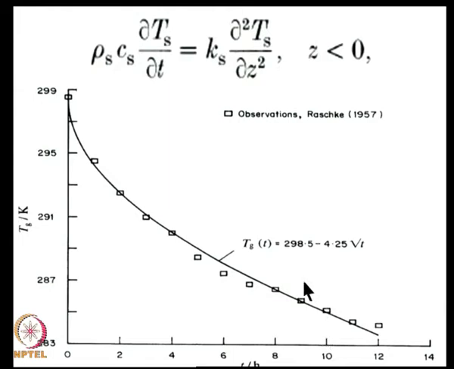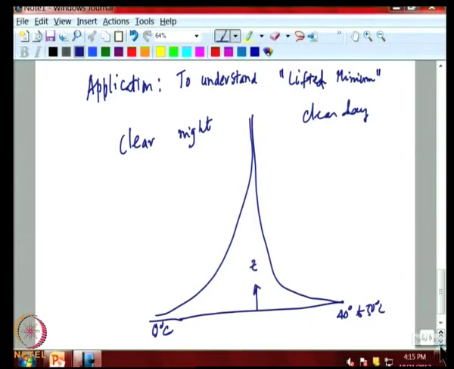So, this was obtained from actual observations of the temperature of the ground at night for a period of about 12 hours, and by solving the diffusion equation in the ground. This result, we will see later on, is very useful. So, now let us look at how this equation is solved.